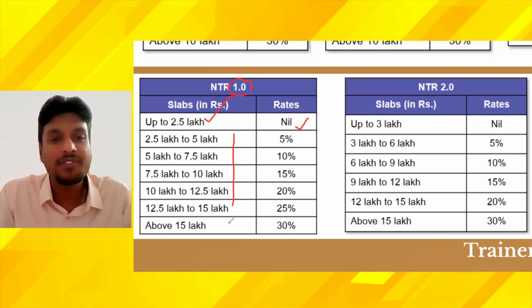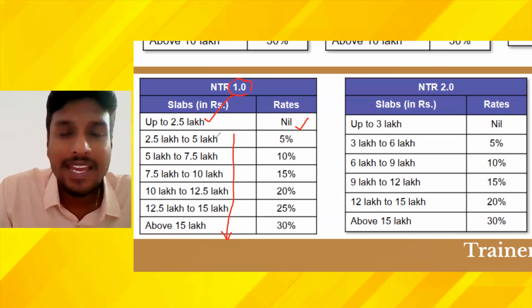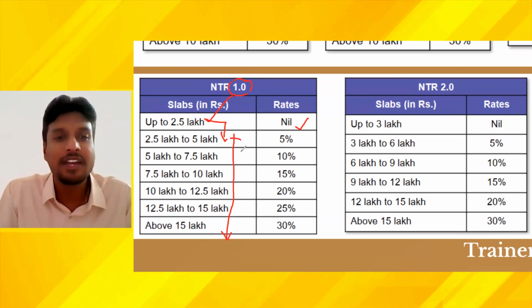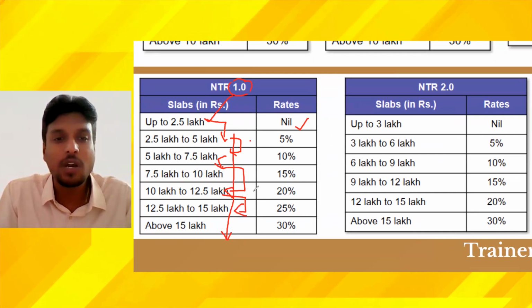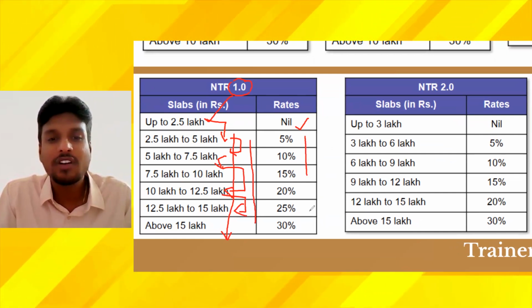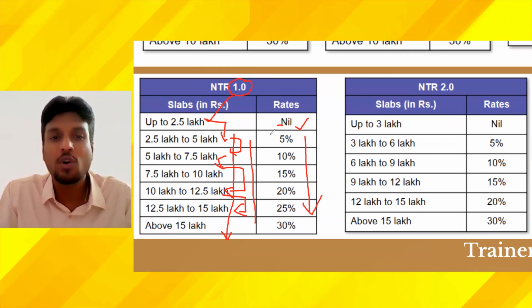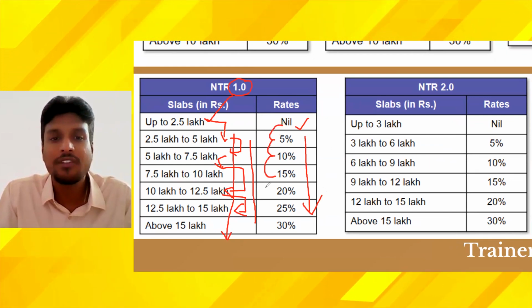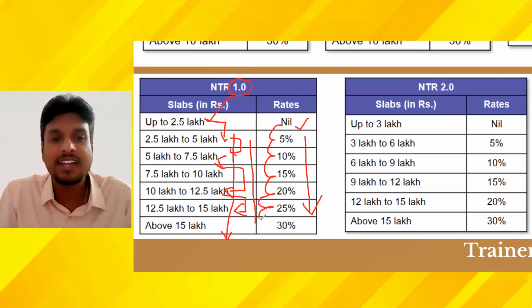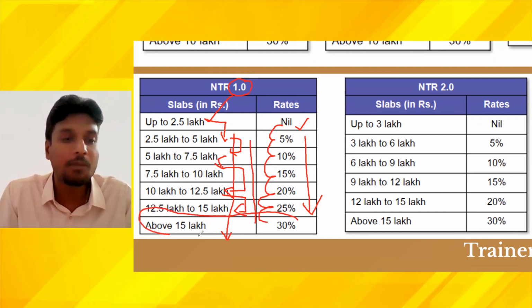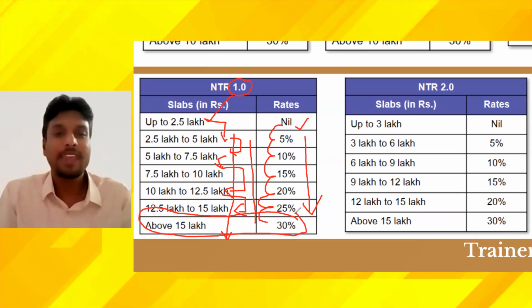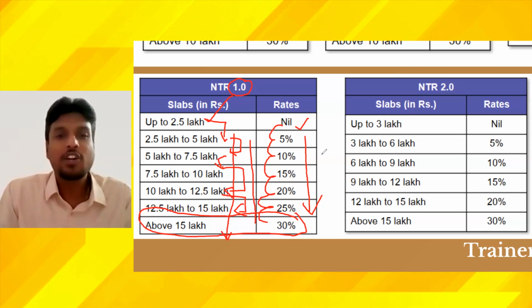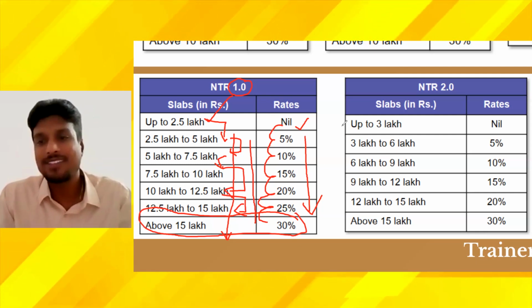Thereafter, every 2.5 lakh there is an increase: 2.5 to 5 lakh, 5 to 7.5, 7.5 to 10 lakh, 10 lakh to 12.5, 12.5 to 15 lakh. Every 2.5 lakh, there is an increase of 5% tax. If you see here, 0 to 5, 5 to 10, 10 to 15, 15 to 20, 20 to 25, and then onwards, the maximum rate above 15 lakh is 30%. Above 15 lakh, it becomes 30%. Thereby, this was the new tax regime which was introduced with six different rates.